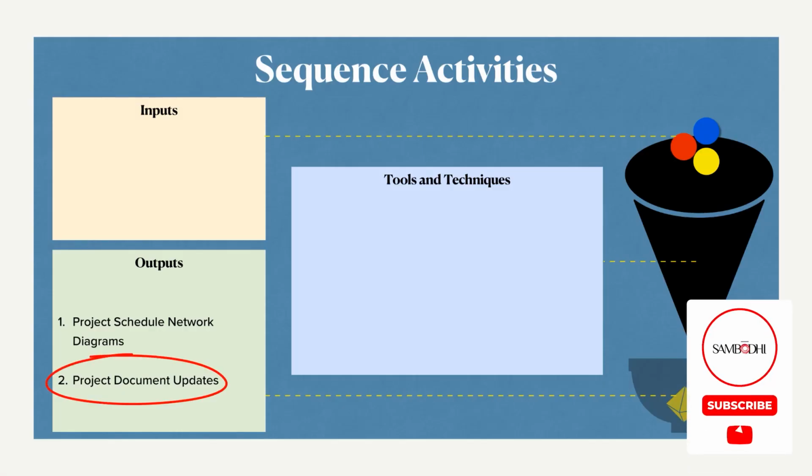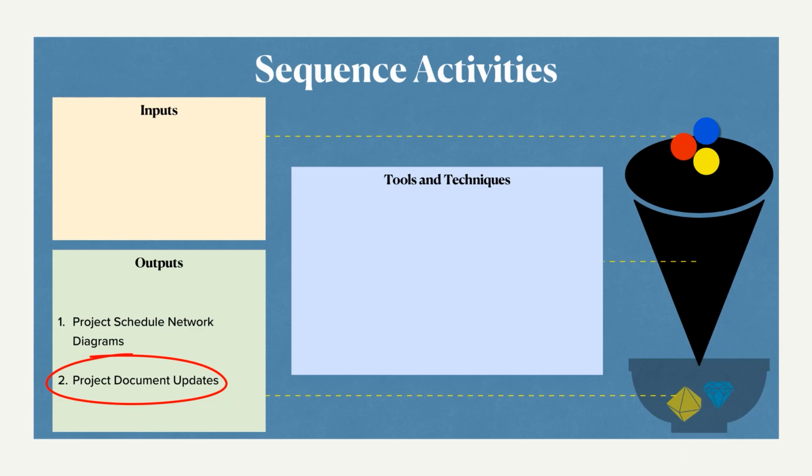And then the project document updates. What could be the document that we can update here? We can update activity attributes. We can update the assumptions log. We can update the milestones list, activity list. All these things can be updated as the project document updates. After we finish it, all these documents will be updated.